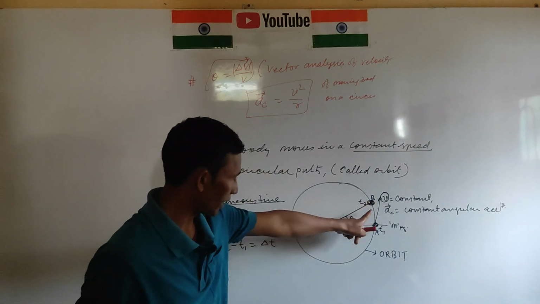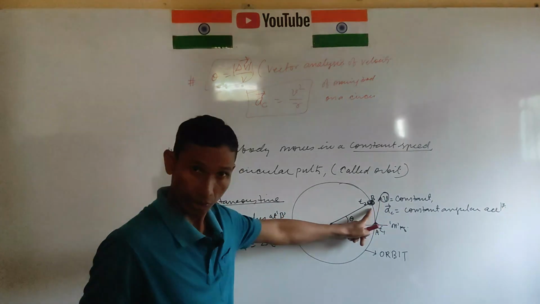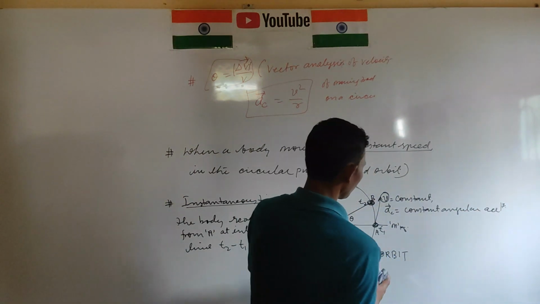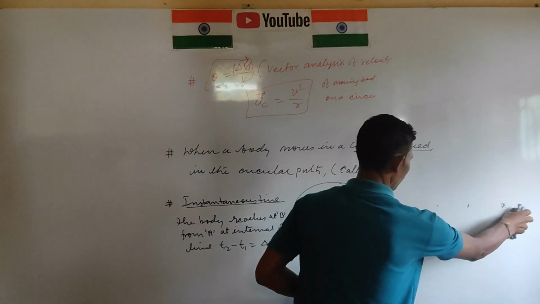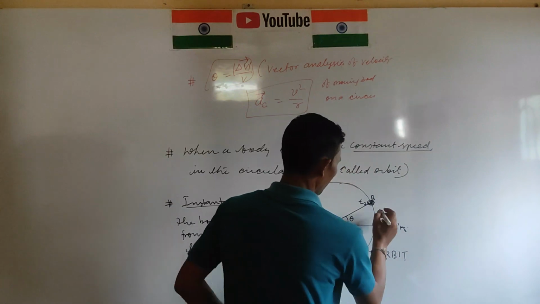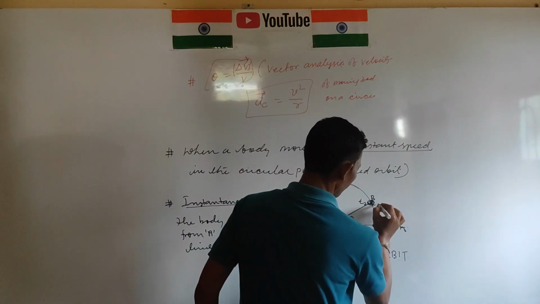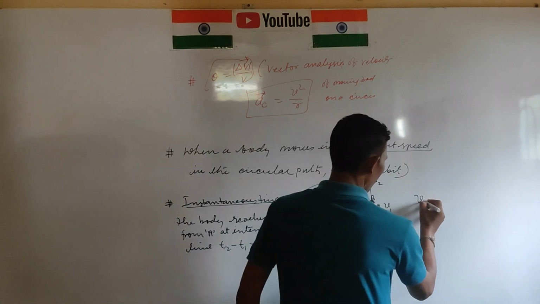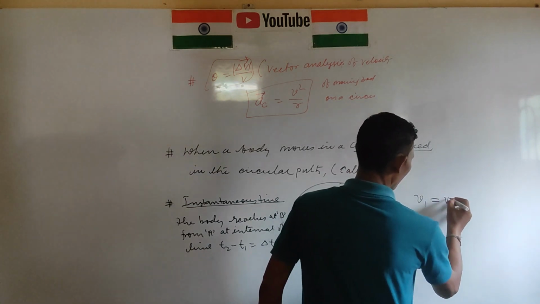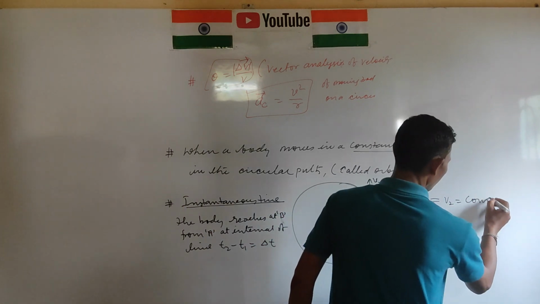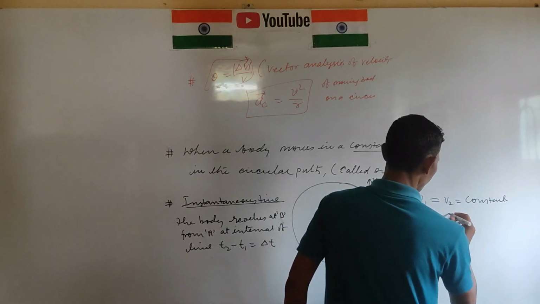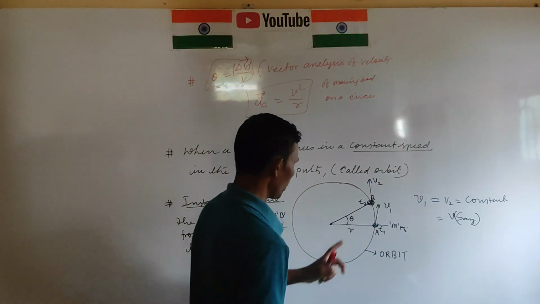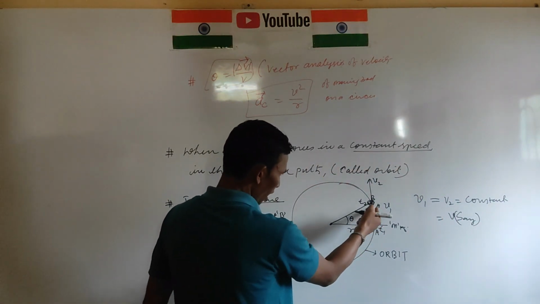There will be the instantaneous velocity event. Here is the velocity v1. Here we consider constant velocity, that is linear velocity. This is v1 and this is v2. v1 equal to v2, that is called constant, and say v. So here is velocity and there is the arc.